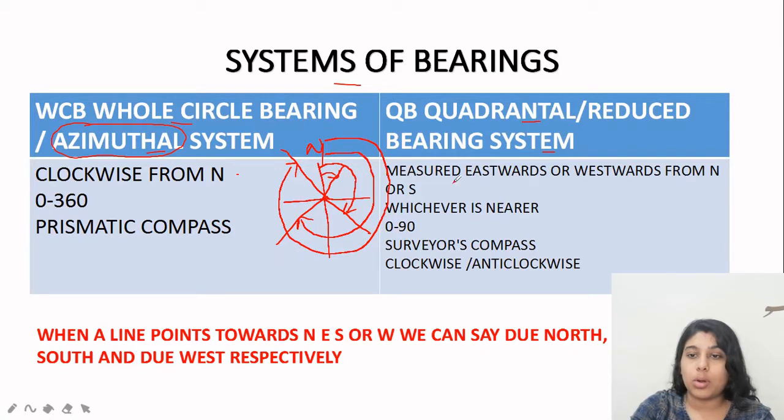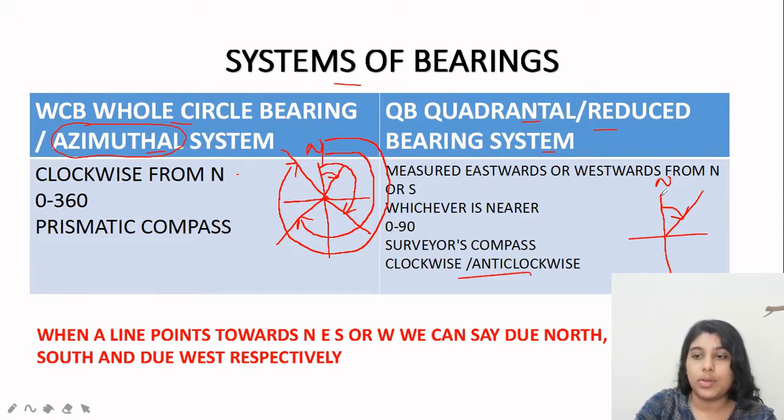Next, quadrantal bearing or reduced bearing system. Here, if this is the line I want to measure, this is north, this is south. I will take which is near, north or south. North is near, so I will take the angle towards east, and anti-clockwise or clockwise, both we can take from the north or south. So if it is this, I will take in an anti-clockwise direction from north. If this is the line, from here. If this is the line, from here. This is the way of measuring the quadrantal bearing.